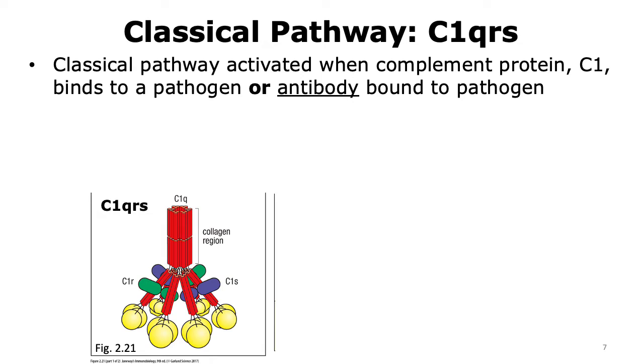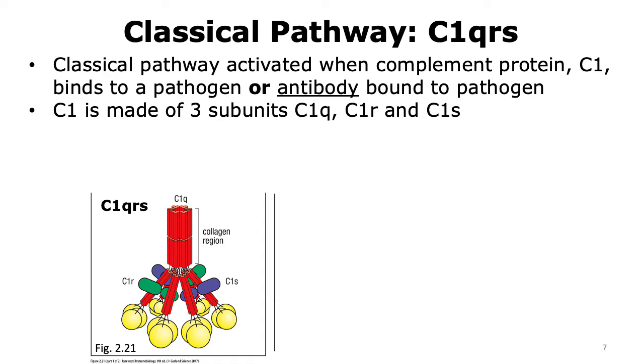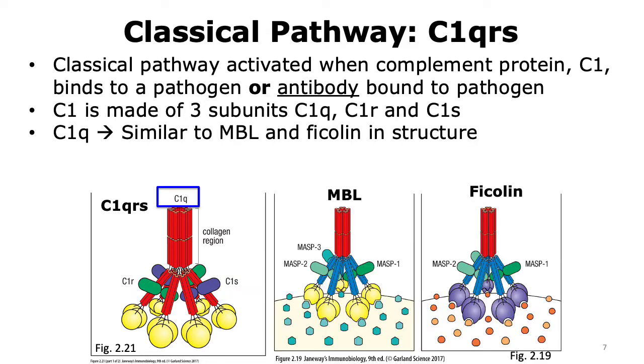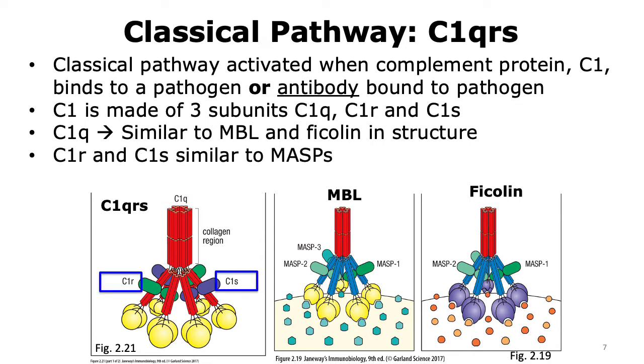Now, C1 is made up of three subunits. One is called C1q, another one is C1r, and the third one is C1s. Now, in the case of the complement C1, the C1q subunit is similar to the mannose binding lectin and the ficolin when we look at its structure. On the other hand, C1r and C1s are similar to the MASP proteins that associate with MBL and ficolin. Thus, there are structural similarities in the composition of the C1 complement protein along with the MBL and ficolin that have MASPs associated with them.